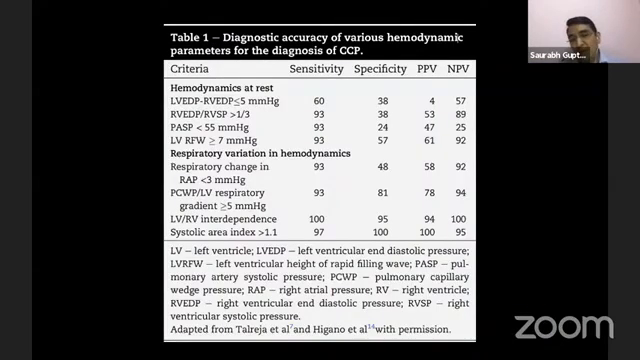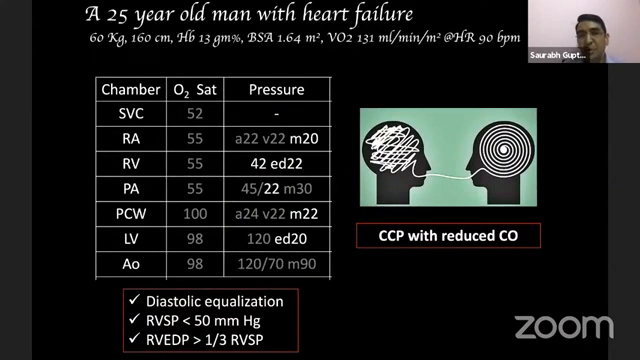Again, like echo parameters, if we use multiple things, then our specificity is higher. A single parameter has very poor specificity other than LV-RV interdependence and systolic area index. But these two are nothing but a summation of whatever we have seen over here. So the bottom line is we have to look at ventricular interdependence, whether they are concordant or discordant. If they are discordant and there is exaggerated ventricular interdependence, it is likely to be constriction. In other cases, it is likely to be restriction.